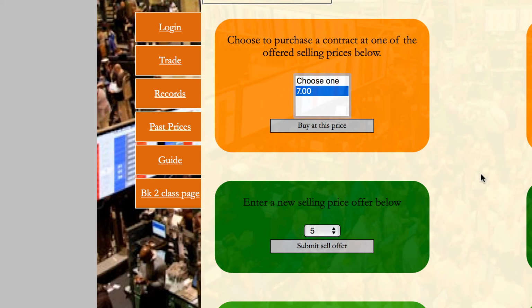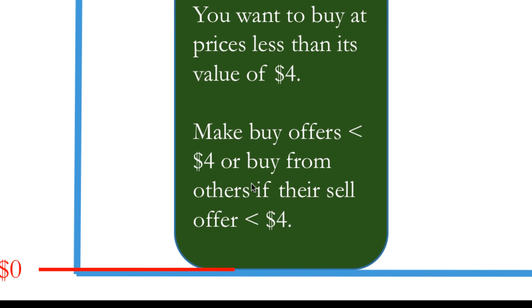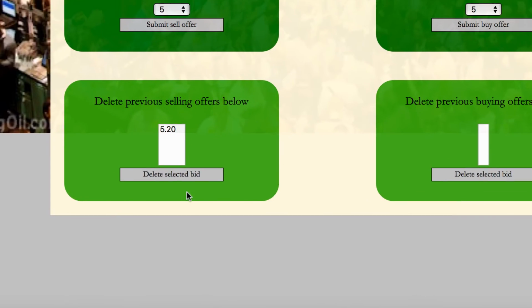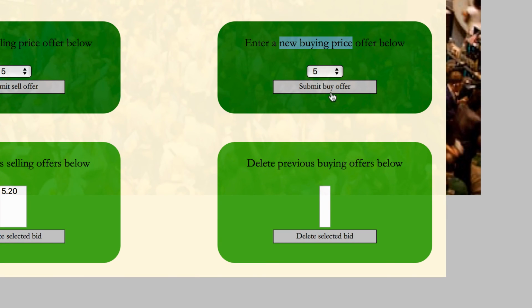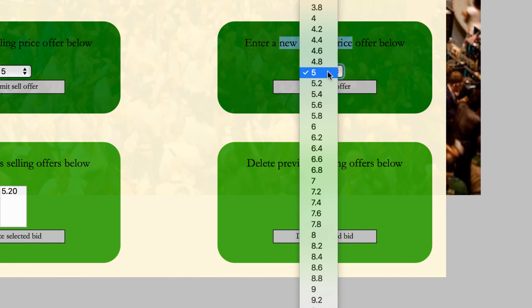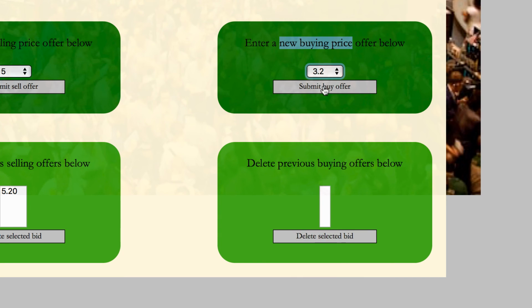And then I can also go over here. Remember, I want to make buy offers less than $4. So I can enter a new buying price down here. And maybe I'll say I'm willing to buy contracts from other people for $3.20. And see now, if someone else logs in, they'll see that they can sell it to me for $3.20 if they want. And maybe I'll decide later I want to change that bid. So I can delete it.